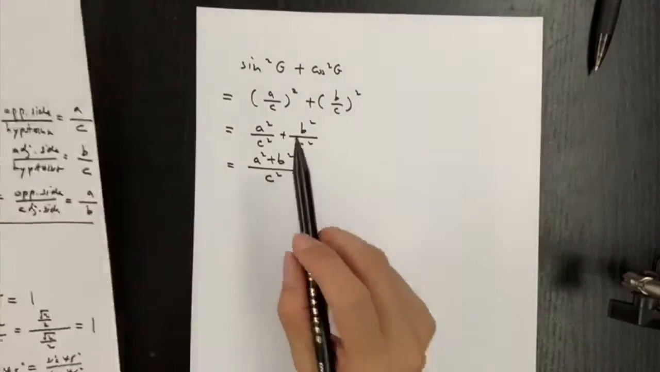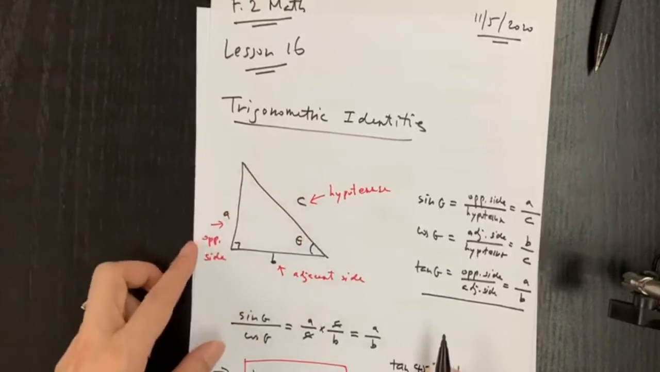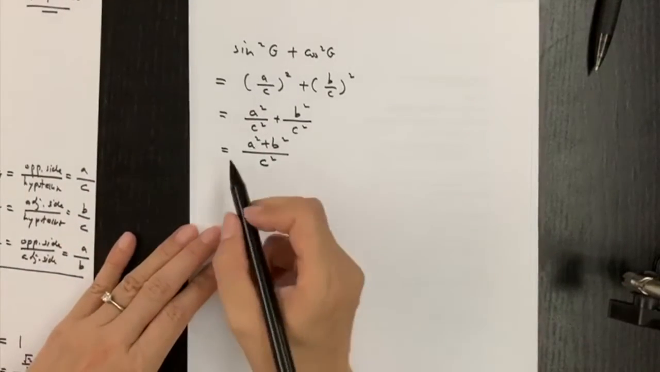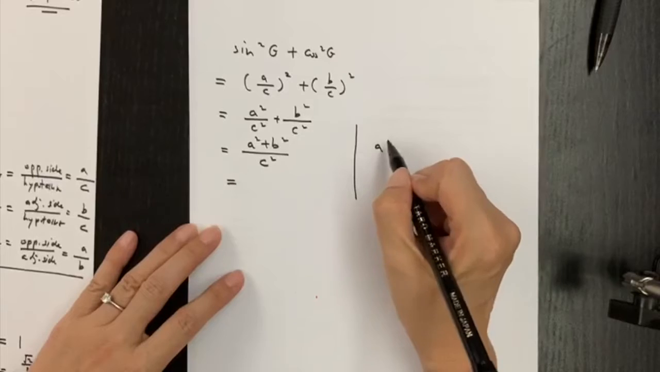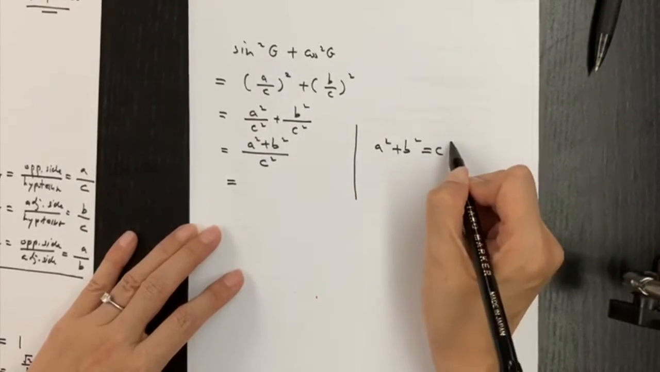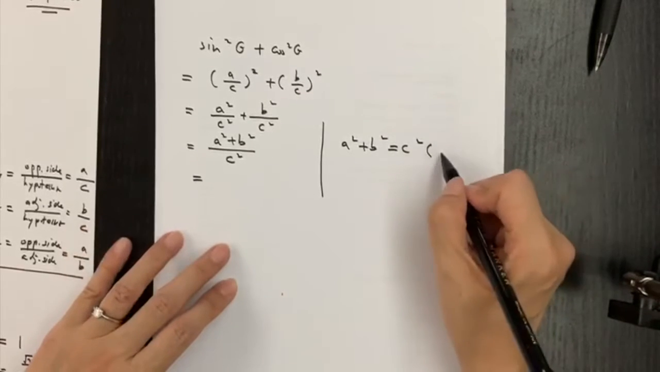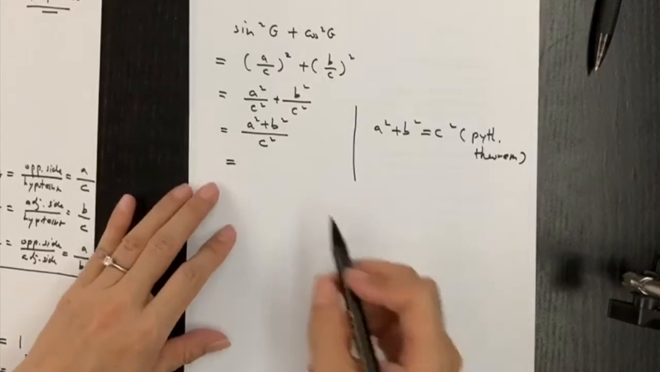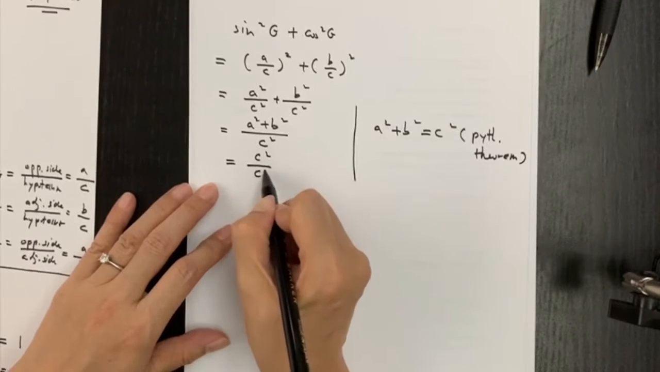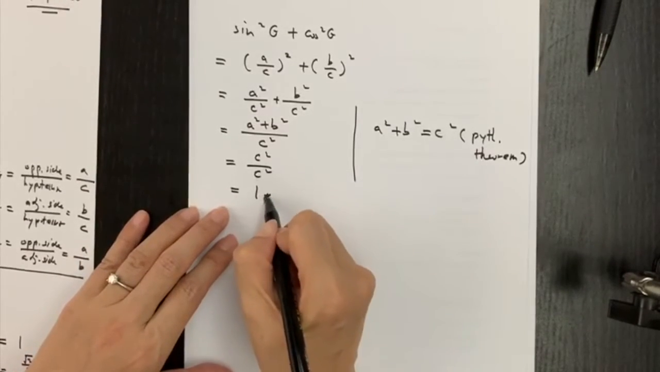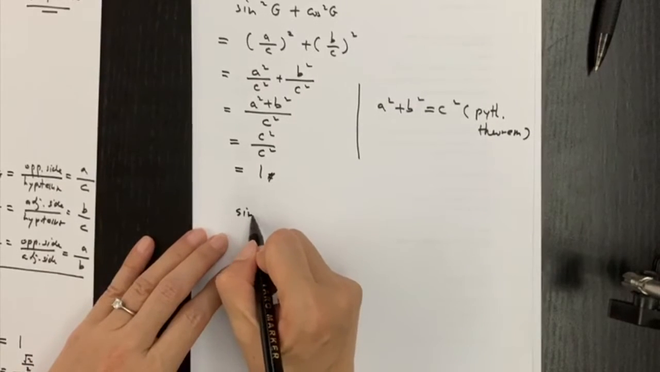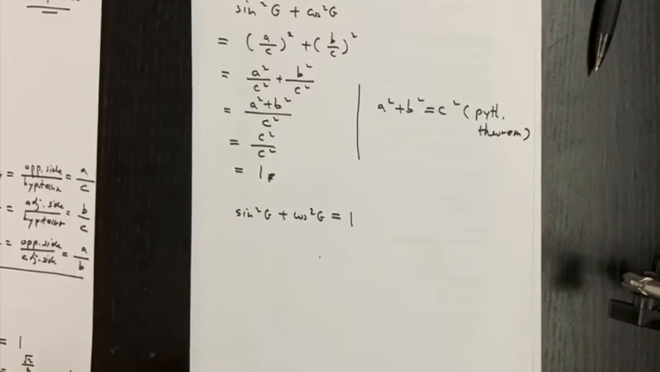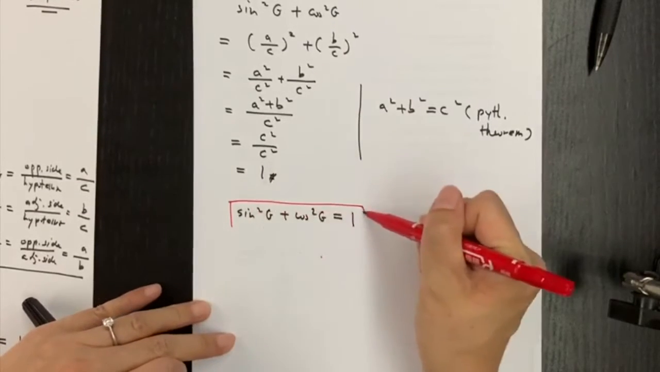So what is A square plus B square? Remember that this is a right angle triangle, so A square plus B square is the same as C square. Which theorem do we use here? I write it down: A square plus B square is equal to C square. Remember the theorem, which is Pythagoras theorem. Therefore, A squared plus B squared over C squared is C squared over C squared, which is equal to 1. So we can say that sine square theta plus cosine square theta is always equal to 1. This is another identity we have in this chapter.